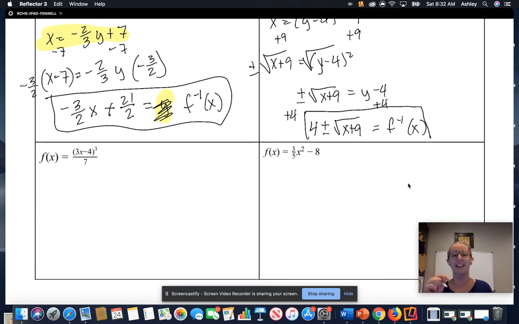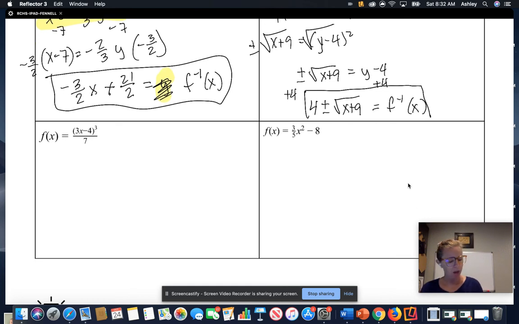If you do try that in Desmos, graph one that is 4 plus the square root of x plus 9, and graph the other one that is 4 minus the square root of x plus 9. Okay, all right. We need to undo this one.